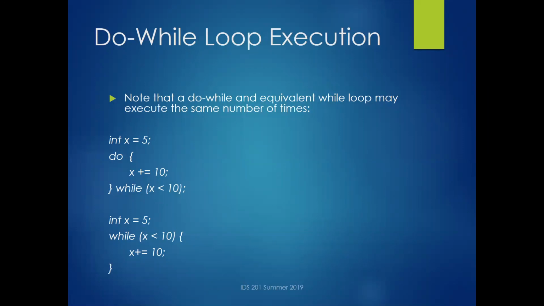But if we went in with x being 10, for example, the do while loop would add 10, x would equal 20, and it would exit the loop. If we went through the while loop with x equals 10, this test condition would be false, and we would not execute the block at all. So in some cases, a while loop and a do while loop may both execute the same number of times. In some cases, not. All right.